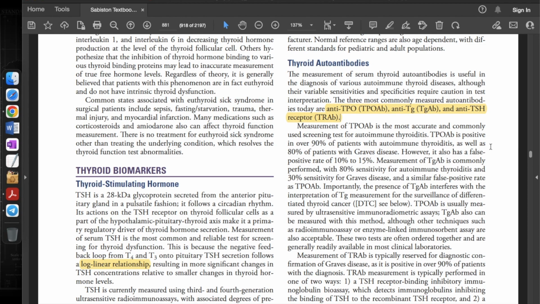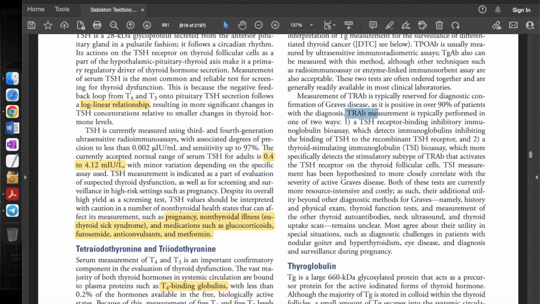Measurement of TR antibody is typically reserved for diagnostic confirmation of Graves' disease, as it is positive in over 90% of patients with this diagnosis. The TR antibody measurement is typically performed in one of two ways.